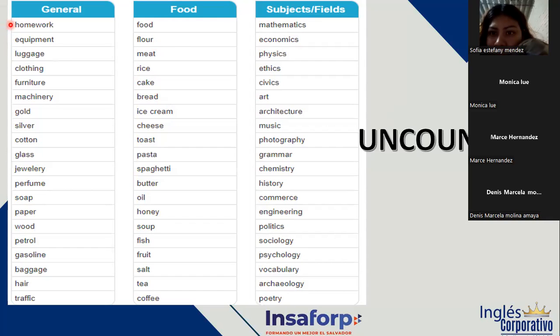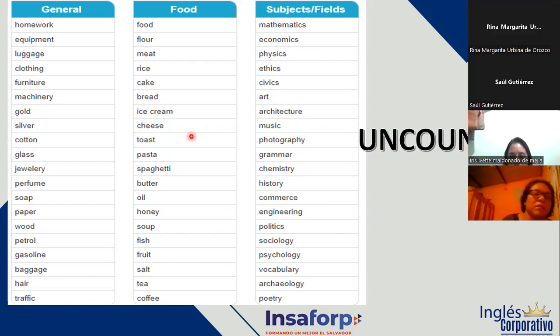So, we have the first one, homework, equipment, luggage, clothing, furniture, machinery, gold, silver, cotton, glass, jewelry, perfume, soap, paper, wood, petrol, gasoline, baggage, hair, and traffic.